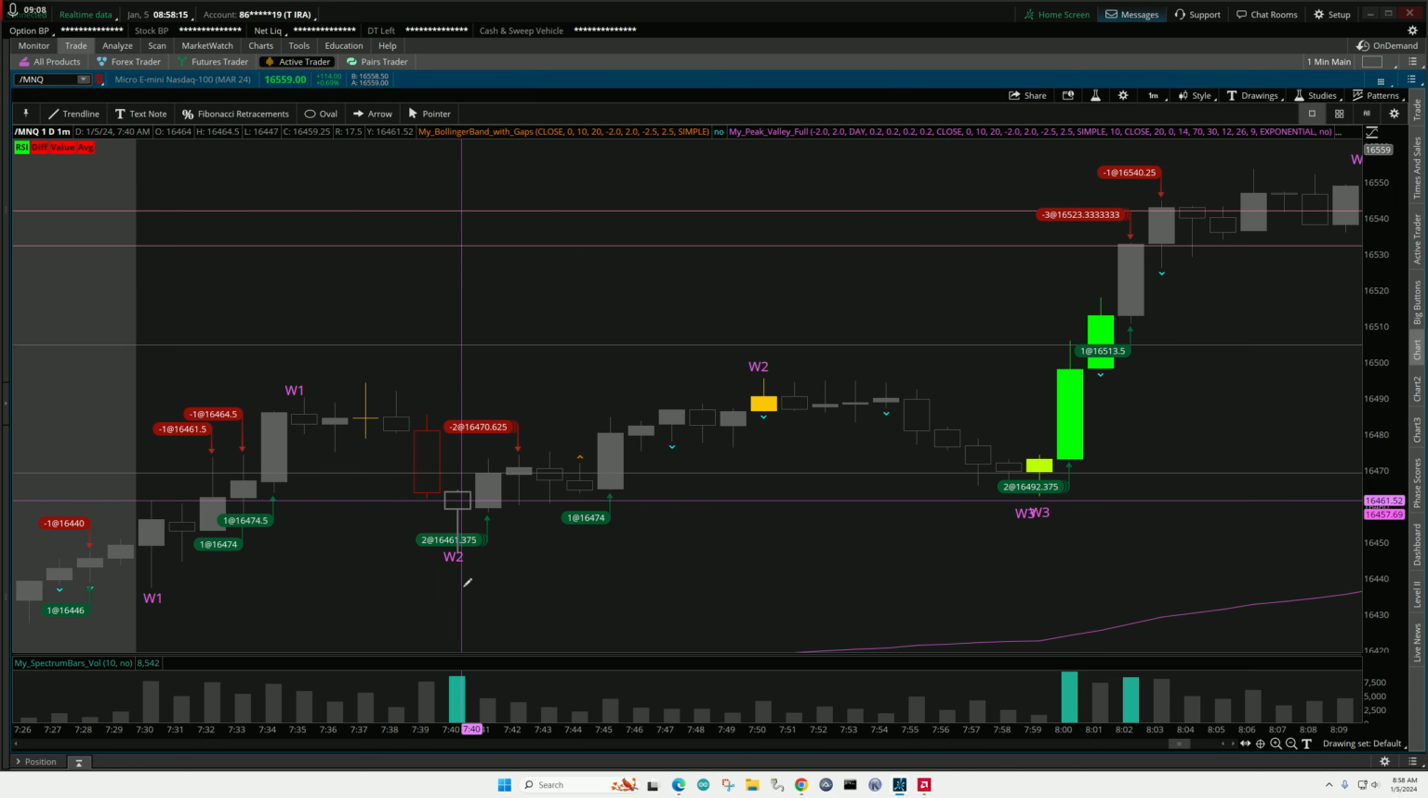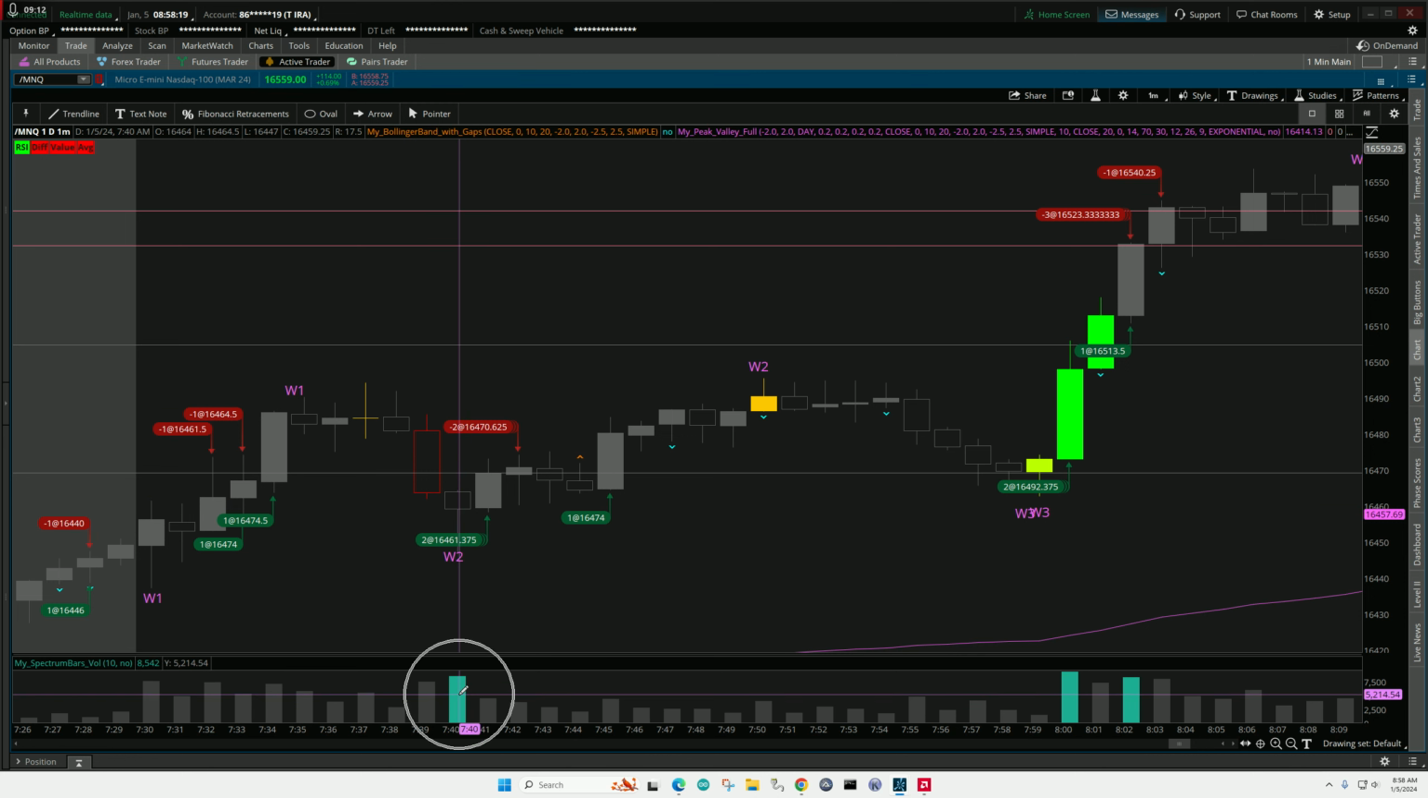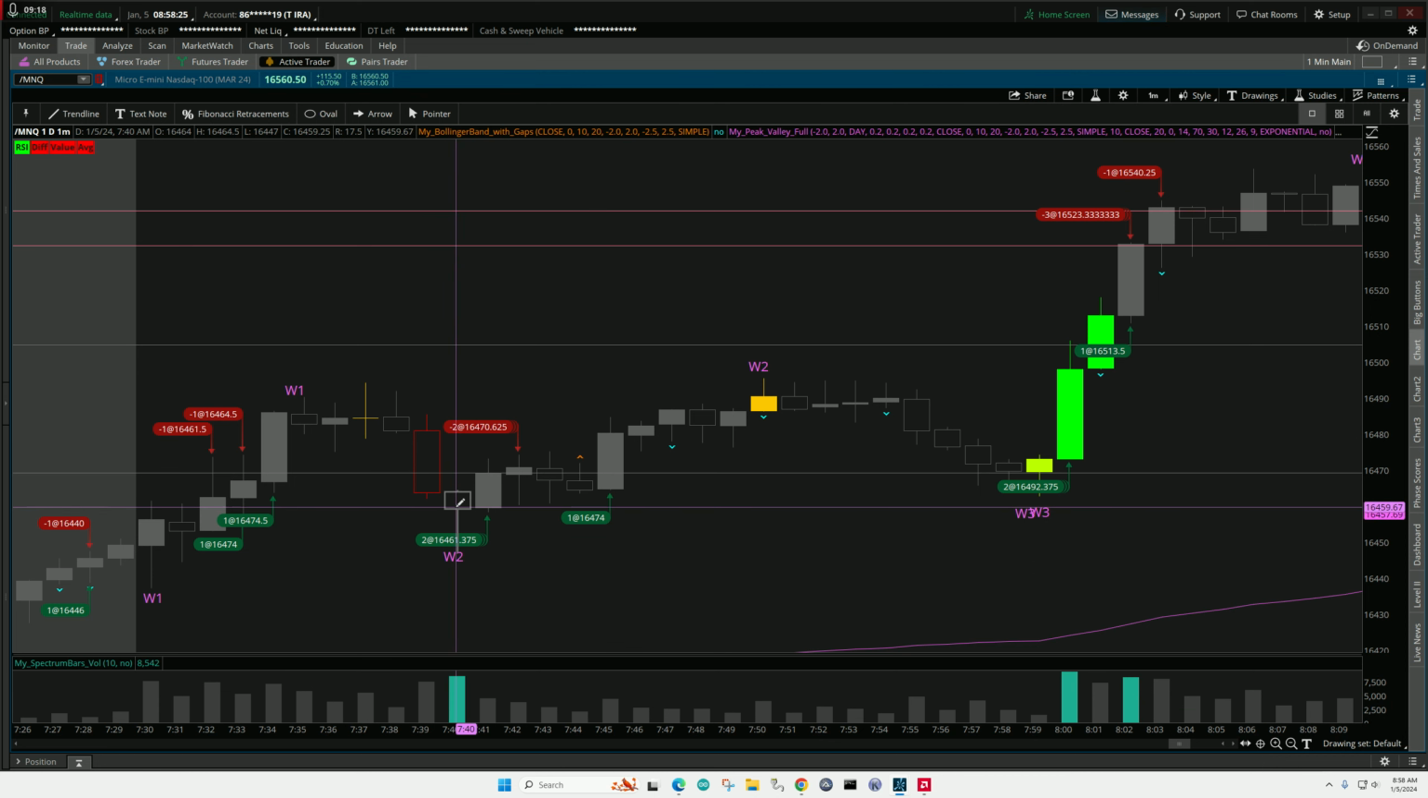Of significant interest also was this candle right here. You can see on my volume indicator that it's a blue cyan candle, and this is just a threshold I have set. I think anything over 6,000 contracts turns a certain color. Anything over 10,000 contracts turns a different color. Everything below 6,000 is just this gray color.